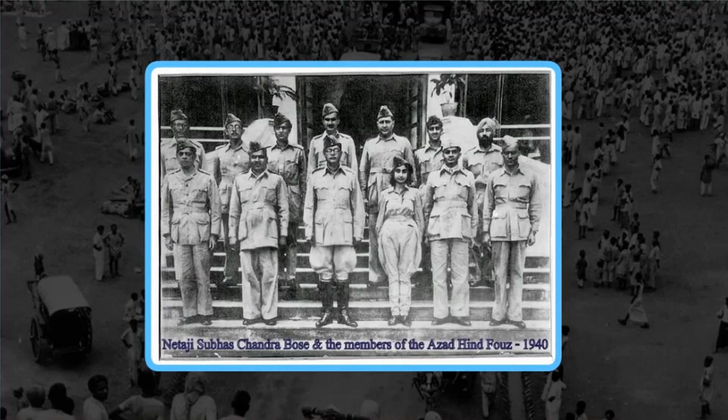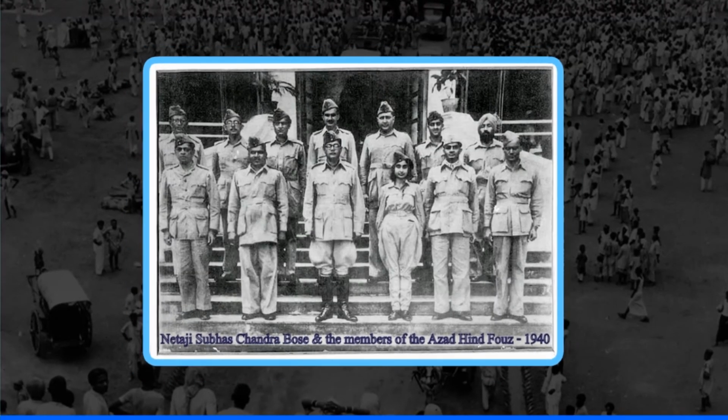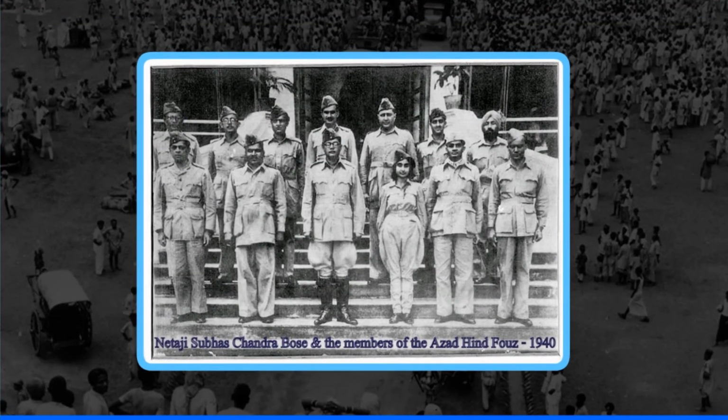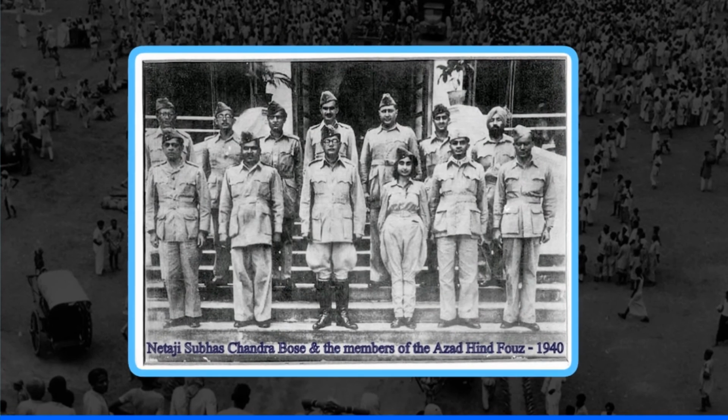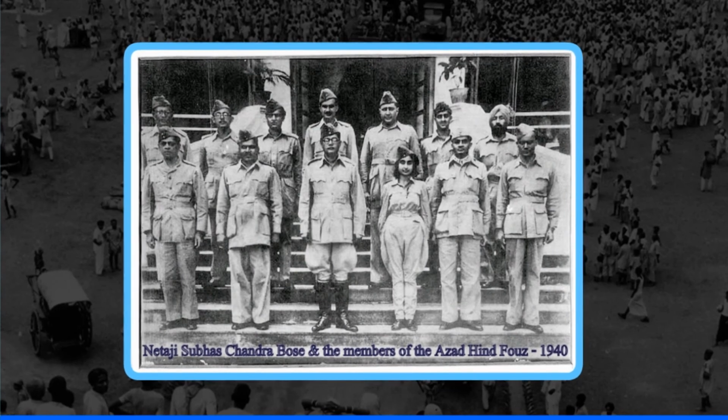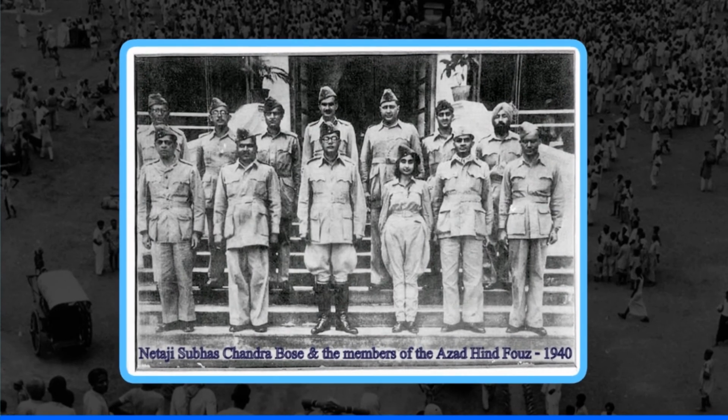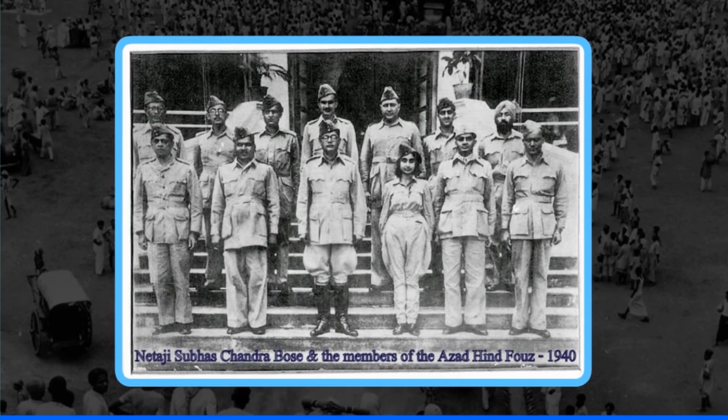Indian National Army. The Indian National Army, also known as Azad Hind Fauj, was constituted by Netaji Subhash Chandra Bose to fight against the British. He gave the slogans Jai Hind and "Give me blood, I shall give you freedom."